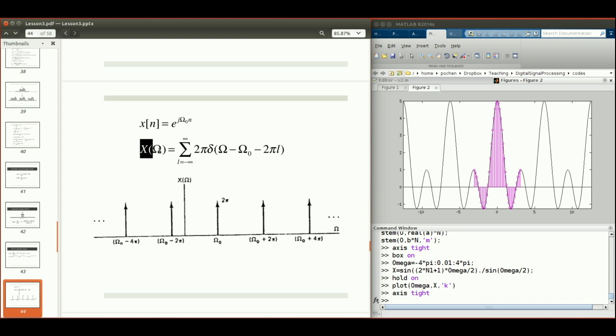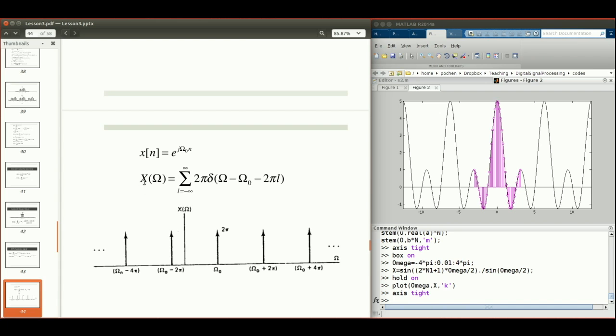So if we want to draw a diagram of this big X of omega, it's going to look like that. At big omega 0, there is an impulse with an amplitude of 2 pi. And then this impulse repeats itself with a 2 pi interval. That's because of the summation over L. If L equals 0, then it's delta of omega minus omega 0, this particular impulse. When L equals positive 1, you get this impulse. When L equals minus 1, you get this impulse. And L goes from minus infinity to positive infinity, so you get lots of these impulses with a separation interval of 2 pi.